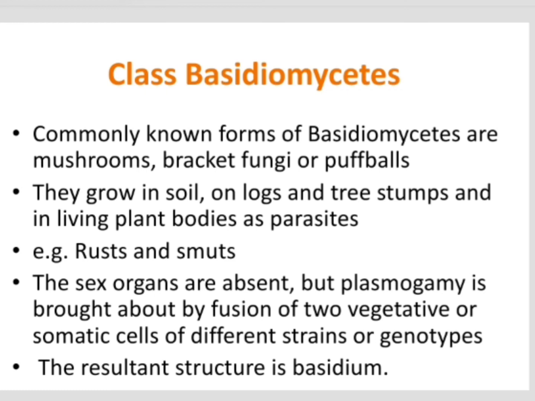And these Basidiomycetes include mushroom, bracket fungi, puffball, etc. And they are seen either in soil or in tree stems or in plant bodies. They are mostly parasites and common examples are rust and smuts. So their reproductive structure is called basidium. Okay. So that is all about Basidiomycetes.